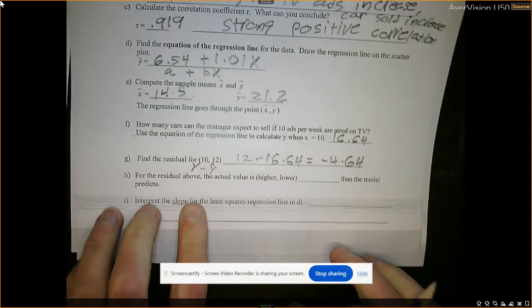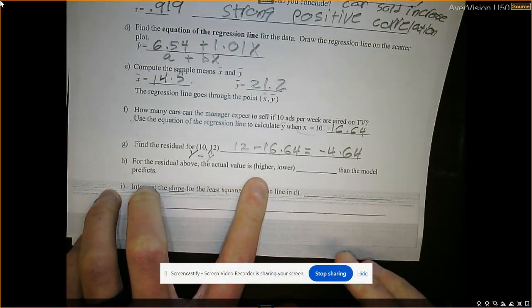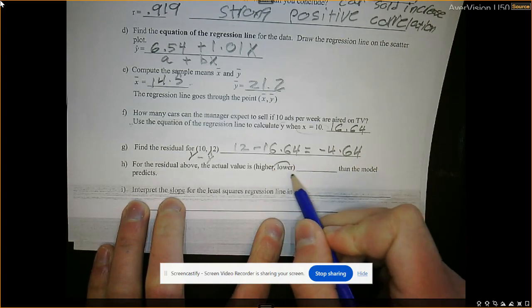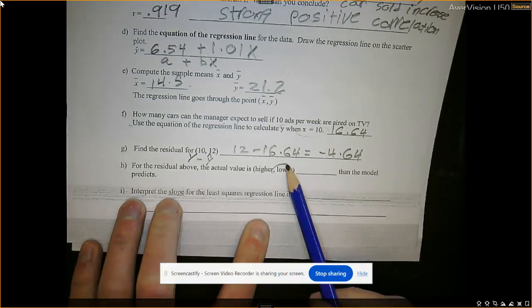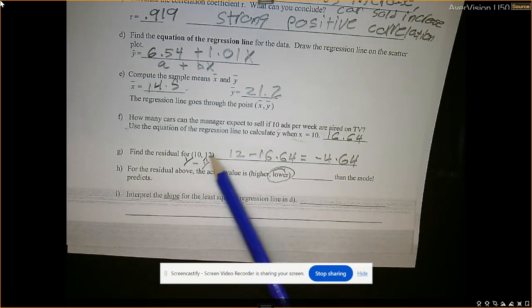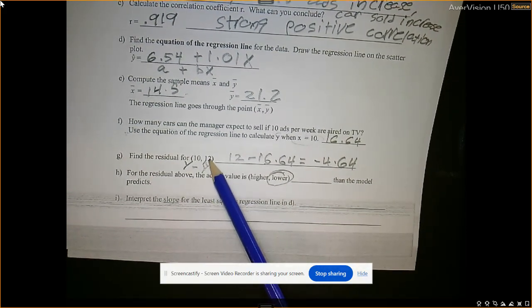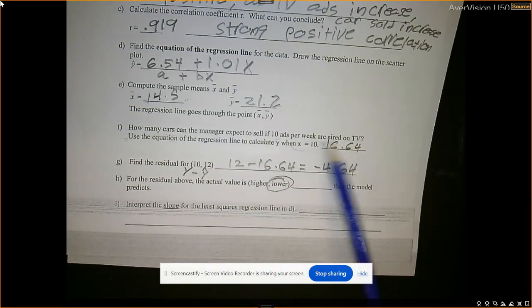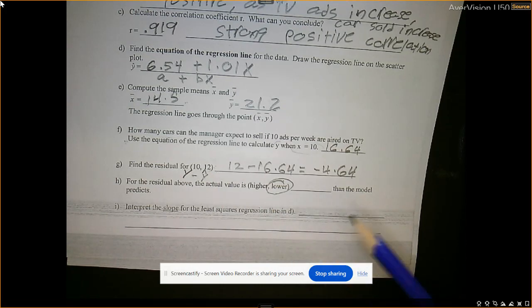For the residual above, is the actual value higher or lower than the model predicts? It's a negative residual, which means it is lower. You're also saying the actual y is 12 and the model predicts 16.64, so that's another way you can say the actual y is lower.